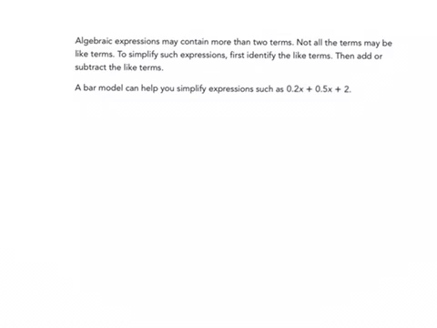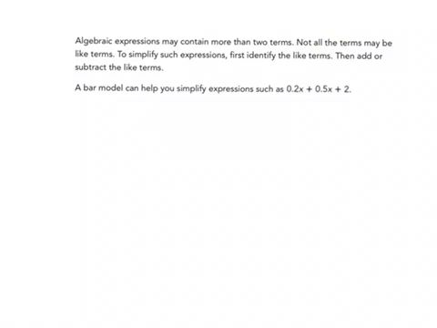So yesterday you learned about simplifying expressions whenever both terms have the same variable. For example, we talked about 3x plus 2x. You're allowed to combine these x's. 3x plus 2x is 5x. That's what we talked about yesterday, and you completed some practice problems with those.